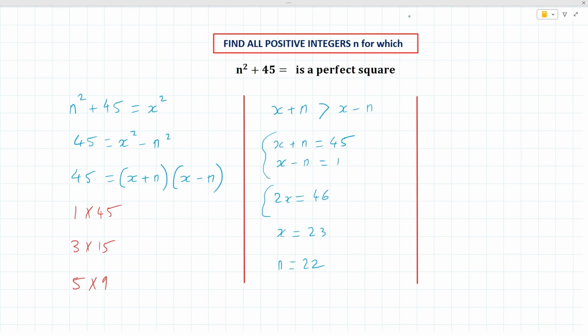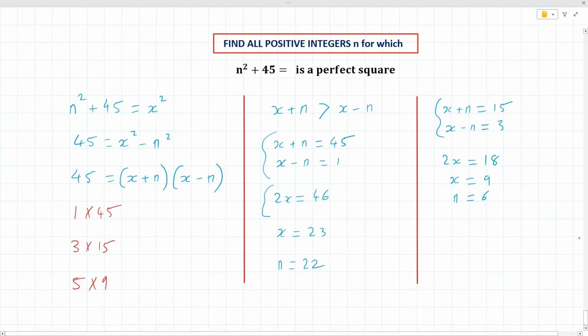We can take the same logic with x plus n equal 15 and x minus n equal 3. Adding these two equations together, we get 2x equal 18, and that'll lead you to a value of x, which is 9. And if x is 9, and x minus n is 3, let's think about this for a second. x minus n being 3 gives you an n value of 6. So we also have the numbers x equal 9 and n equal 6.